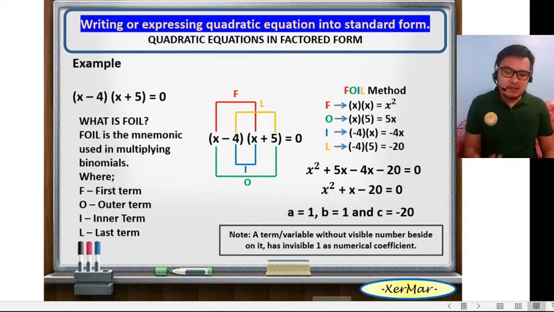Sometimes, if the term is negative, the numerical coefficient is negative. I hope klaro na sa inyo kung paano gagawin yung FOIL method in order to get the product of the two binomials. I-apply nyo siya, class or students, para yung factored form na quadratic equation ay matransform natin into standard form. Okay? Next.